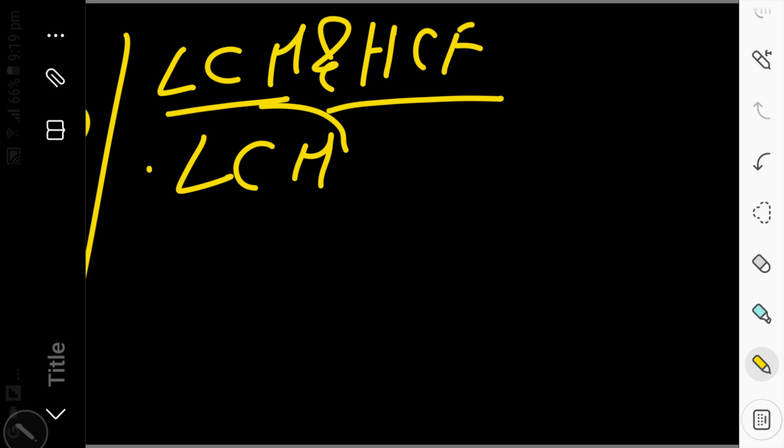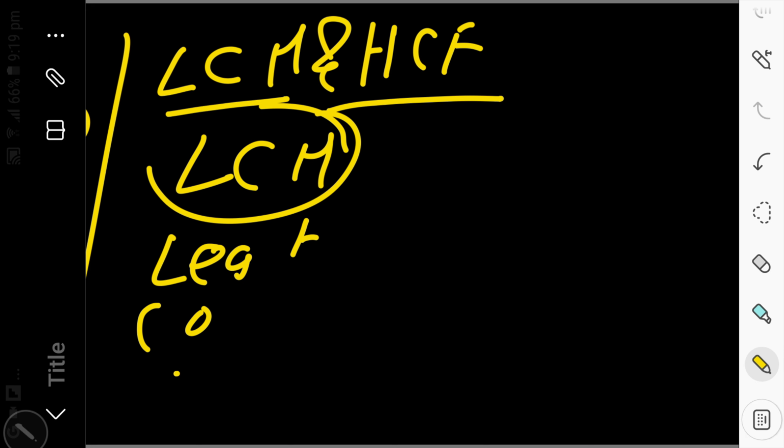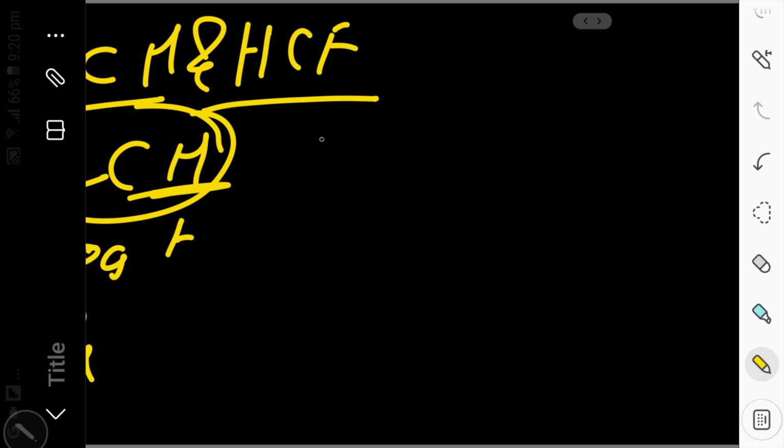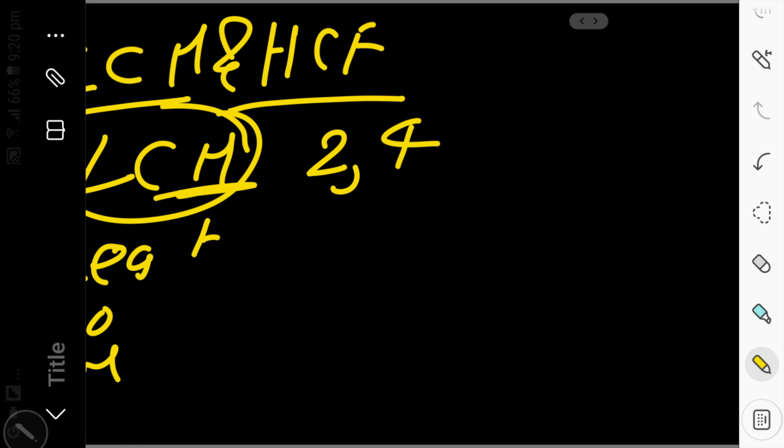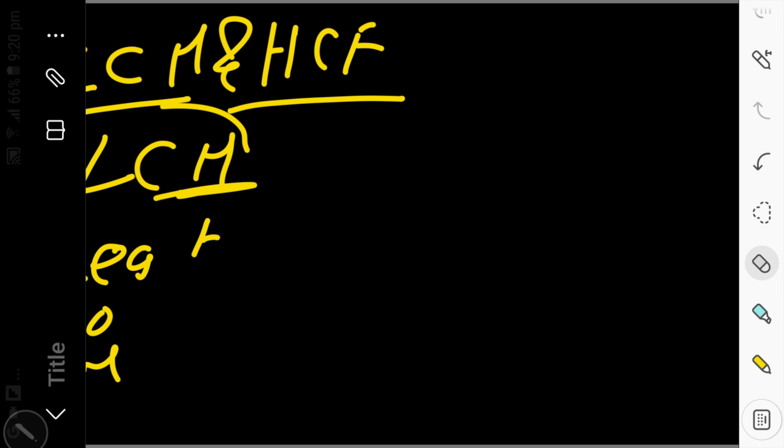To find LCM, let's further understand what LCM really is, the least common multiple. We understand what multiple is. It means the product of multiplying two numbers, or the multiplication table. For example, we are asked to find the least common multiple of 2 and 4. Let me give you another example. We are asked to find the least common multiple of 4 and 6.